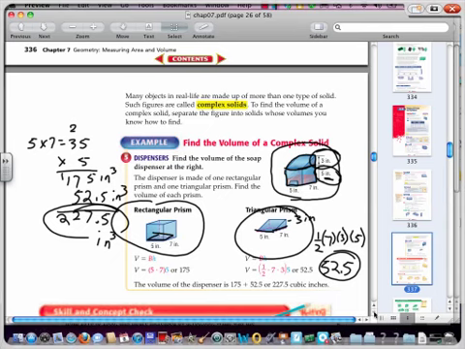Okay, so what I would like you to do now, I think we need just a little bit more practice on this. So on page 337, would you please do numbers 5, 6, and 7? 5, 6, and 7 on page 337, and show those to me. That will be part of your notes.